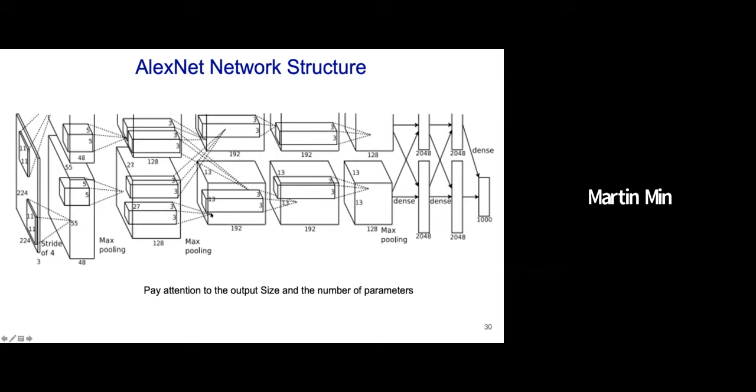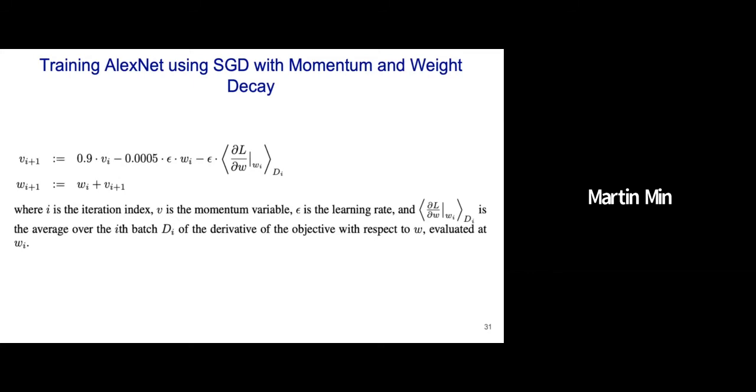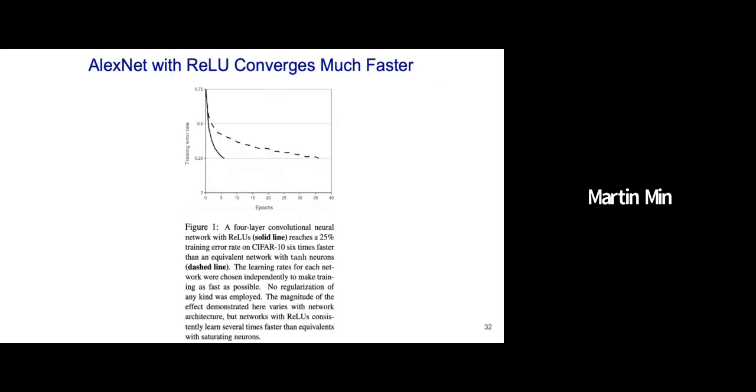You can see AlexNet has a very simple architecture, but it revolutionized the image classification task. They used stochastic gradient descent with momentum, as discussed before, to train this AlexNet. And then Alex found out that when he used the ReLU activation instead of the softmax activation, it converges much faster.